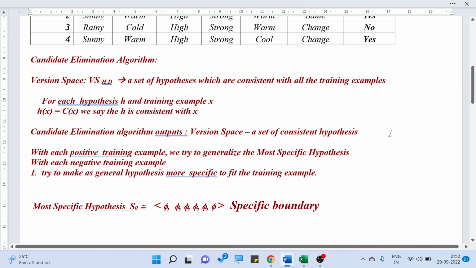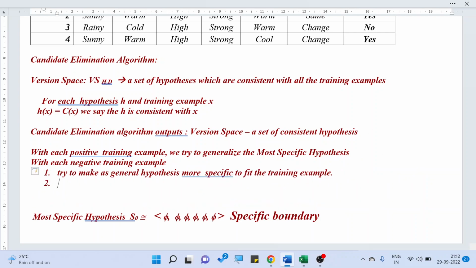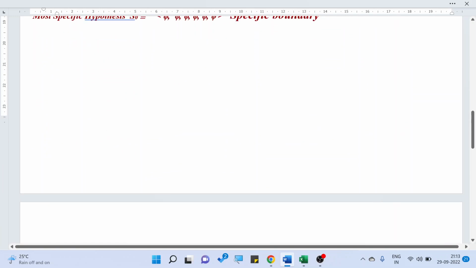And the second task we are going to do with the negative example is we are going to remove the hypothesis which are not consistent with previous positive training examples. We will see this one in this example. So let us start.